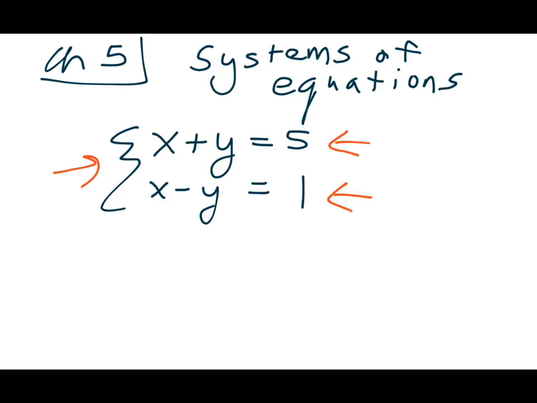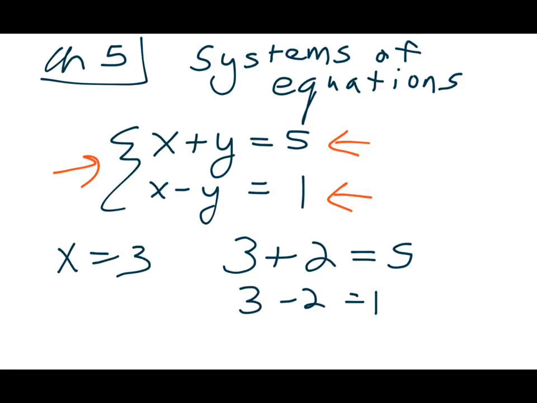So you can see right here, we can actually do this one in our head. What two numbers add up to 5, and if you subtract them, you get 1? 3 plus 2 equals 5, and 3 minus 2 equals 1. So that's x equal to 3, y equal to 1. Well, it's not always going to be that easy. We're going to have to do different ways. So the first way we're going to talk about is called substitution.